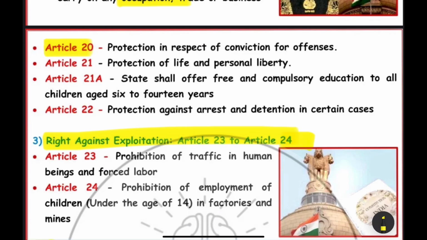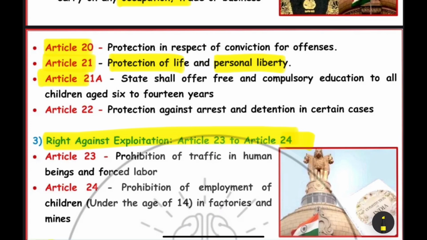Then Article 21. Article 21 specifically tells us about protection of life, or right to liberty. That article tells us about the right to life specifically, and this is very important, guys. Article 21 gives us the basic right to our life. If you do not have the right to life, then how can you flourish in independent India? So from that perspective, it is very important.